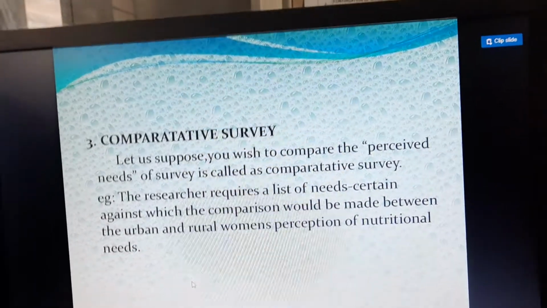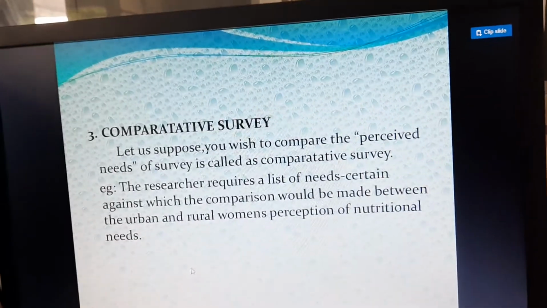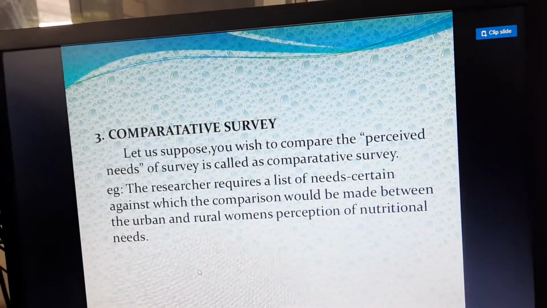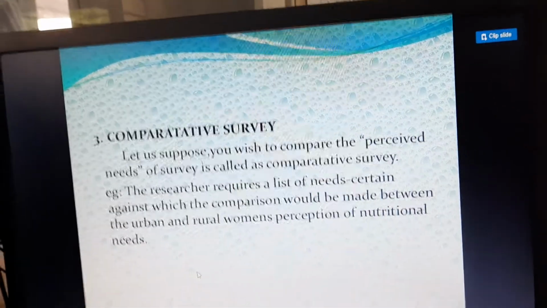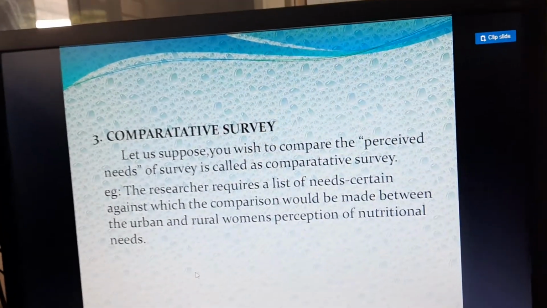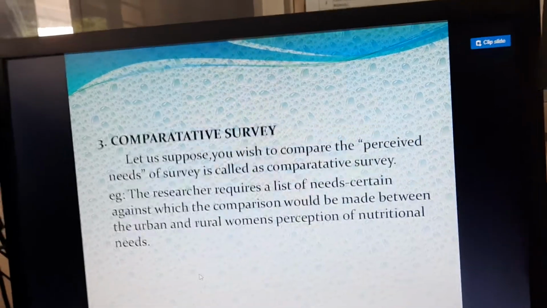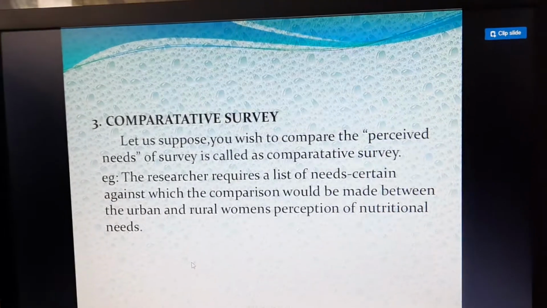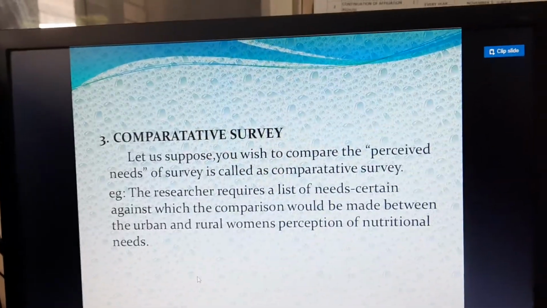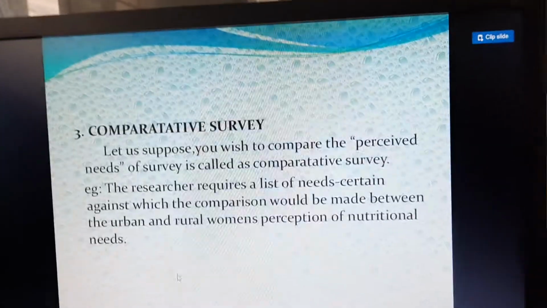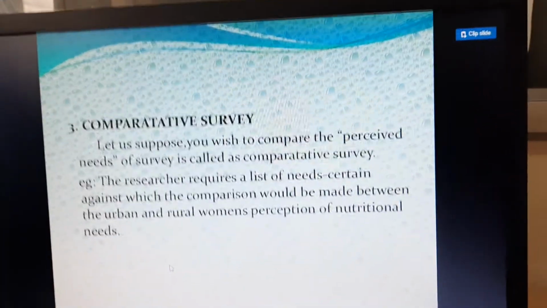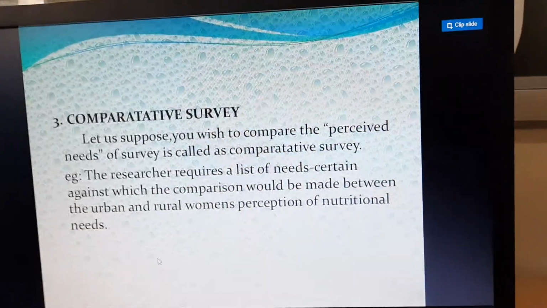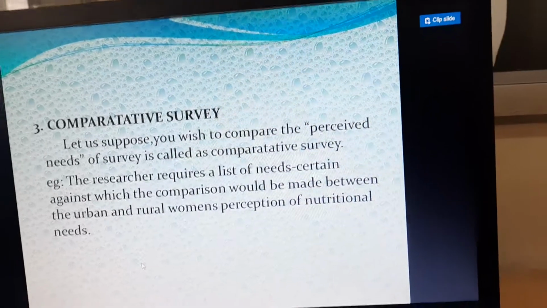You know that village people are very fond of a healthy diet: they will take urad dal, sesame seeds, groundnuts and so on. But if we come to urban areas, what are they thinking? Something fashionable, like what else will they eat: pizza, burger, KFC and like that. So this is the difference we have to compare. The difference is what they are eating.